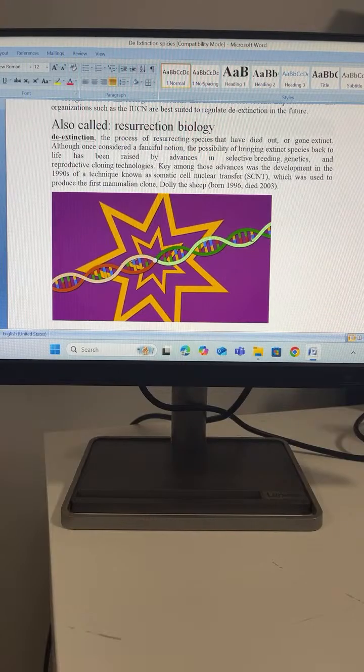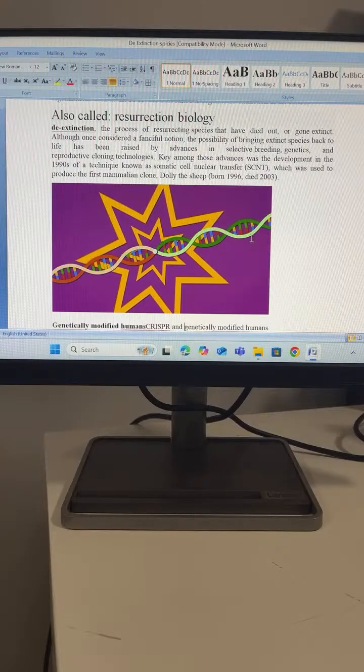the possibility of bringing extinct species back to life has been raised by advances in selective breeding, genetics and reproductive cloning technologies. Key among those advances was the development in the 1990s of a technique known as somatic cell nuclear transfer, which was used to produce the first mammalian clone, Dolly, the sheep born in 1996 and died in 2003.